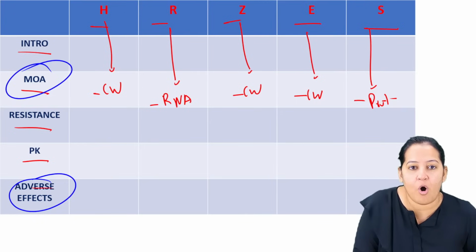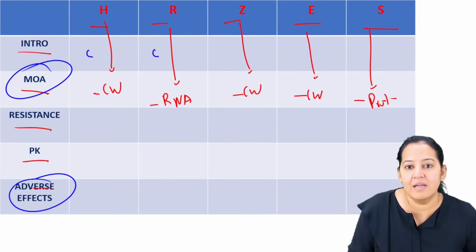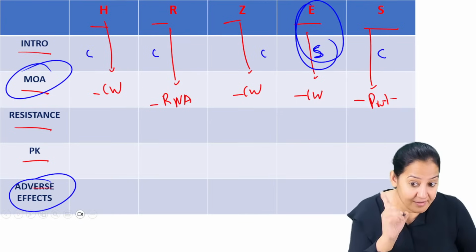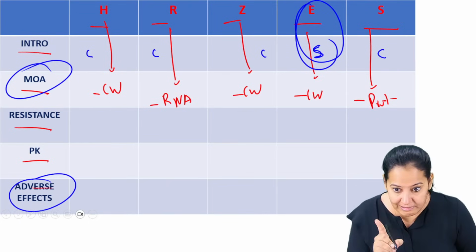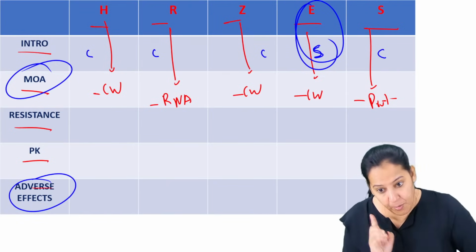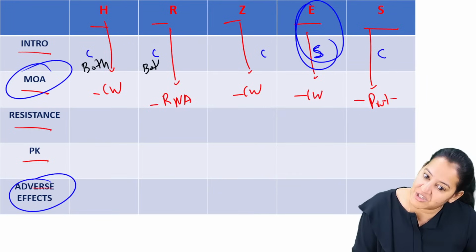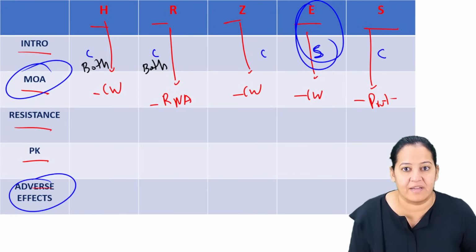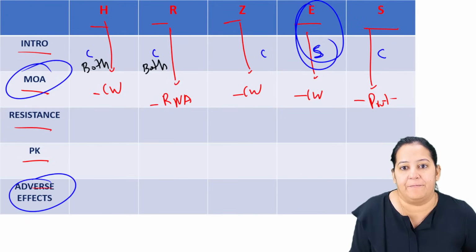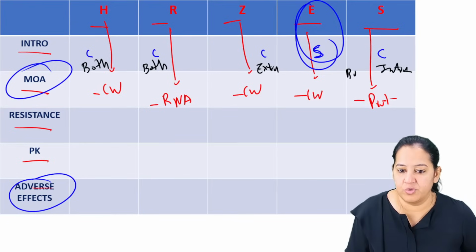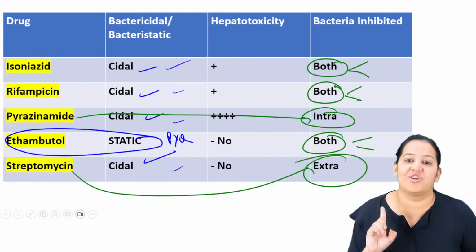In the introduction I told you they all are cidal, except ethambutol which is static. You have to learn this. Listen, one more thing in the introduction I told you. Some kill both intracellular and extracellular bacteria. This one kills only extra, this one kills only intra, and this also kills both. So you have to learn that. I told you this introduction as well.